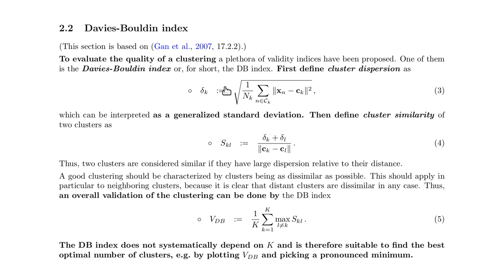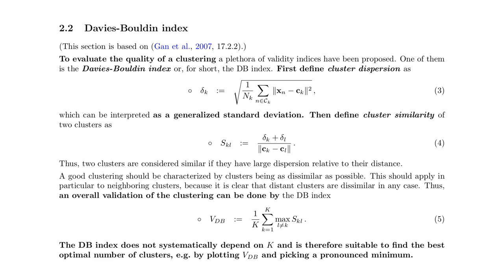If you have the dispersion, we can look at the cluster similarity index here. And that's defined as the sum of the standard deviations or the dispersions divided by the difference of the center vectors.